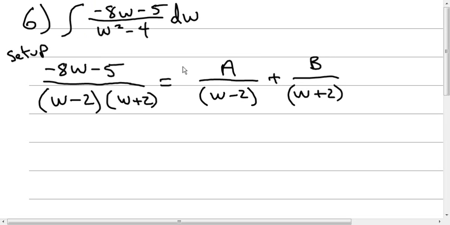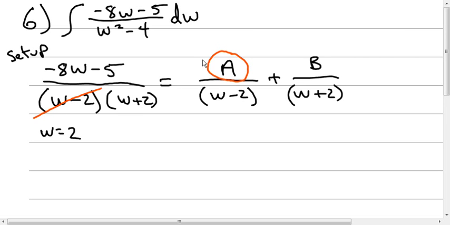Okay, how does this work? Well, once we're in standard form, we say, okay, I want to solve for A. The way I'm going to do that is pick a value of W from this denominator, a value that would make this 0. In other words, I'm going to cover up, I'm going to knock out this factor. Well, that will happen when W is equal to 2, because 2 minus 2 is 0. That knocks this factor out.